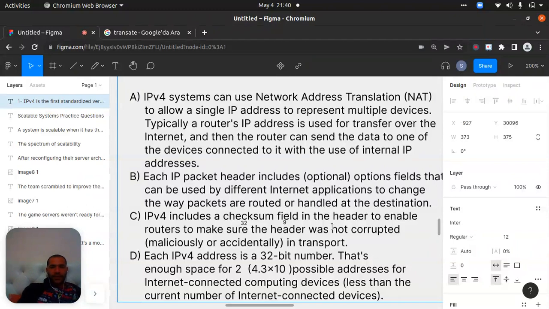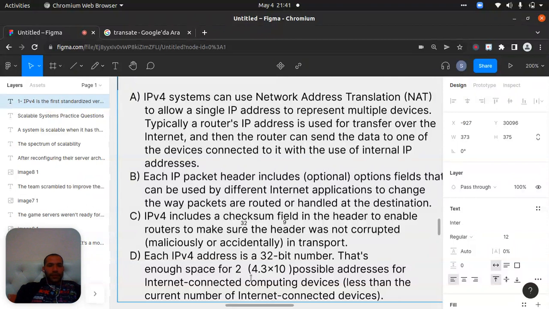IPv4 includes a checksum field in the header to enable routers to make sure the header was not corrupted maliciously or accidentally in transport. Each IPv4 address is a 32-bit number, right? So you need to think 32 for it, okay? Because what we have here are four numbers, each between 0 and 255. So a 32-bit number, yes, it's like that.